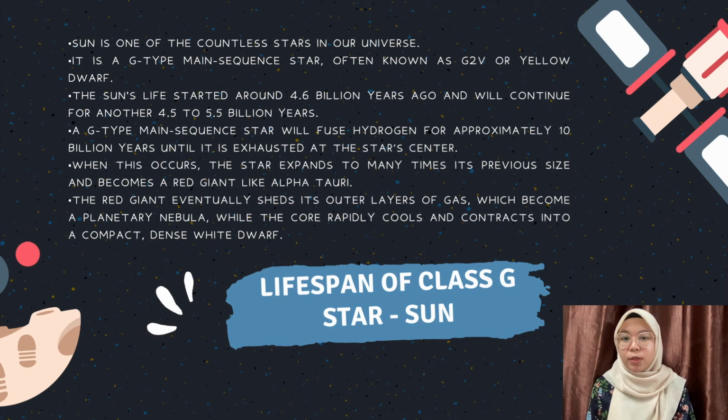A G-type main sequence star will fuse hydrogen for approximately 10 billion years until it is exhausted at the star's center. When this occurs, the star expands to many times its previous size and becomes a red giant like Alpha Tauri. The red giant eventually sheds its outer layers of gas, which becomes a planetary nebula, while the core rapidly cools and contracts into a compact, dense white dwarf.